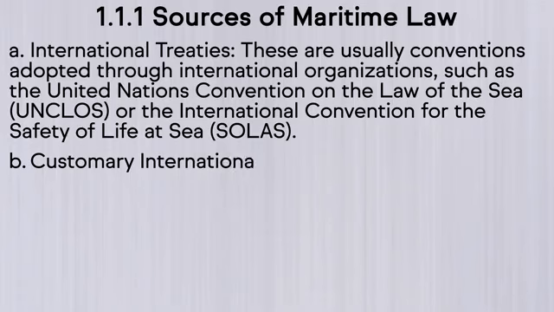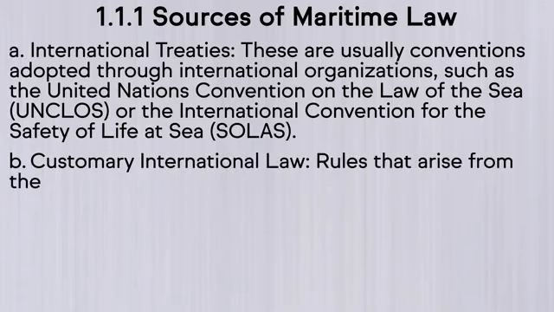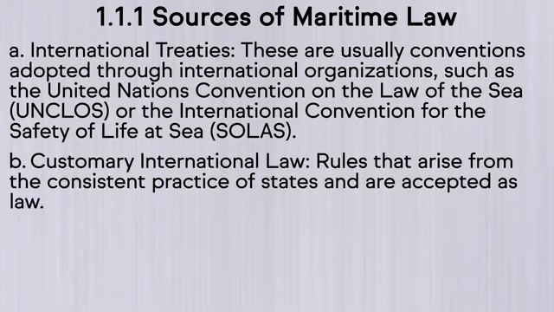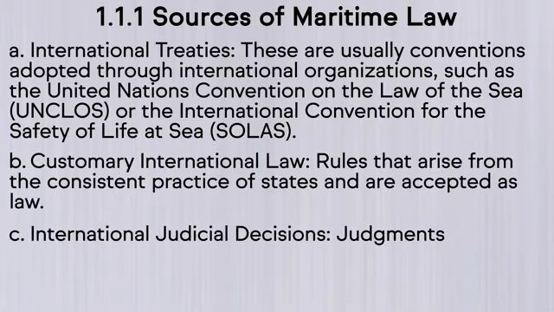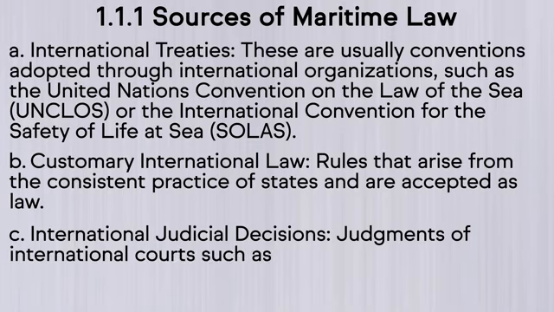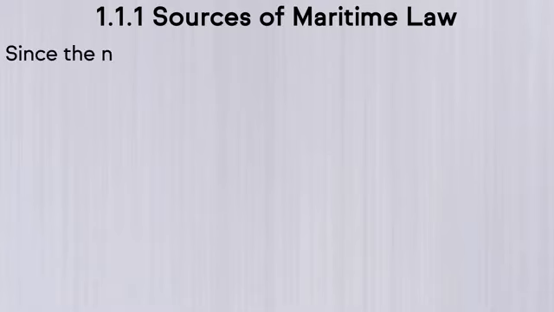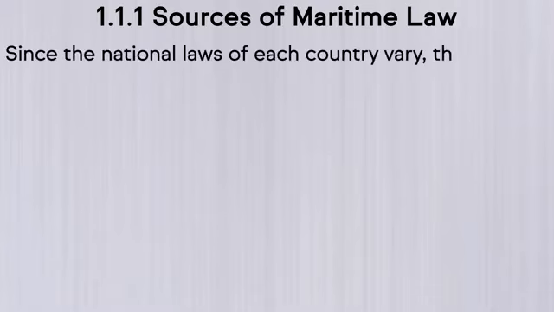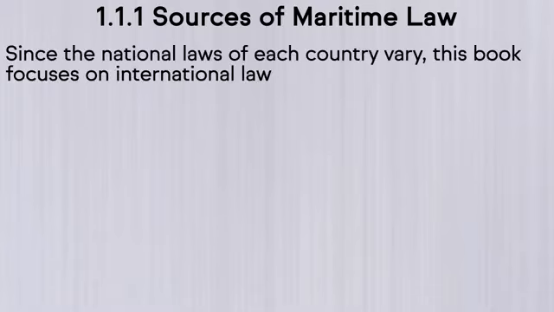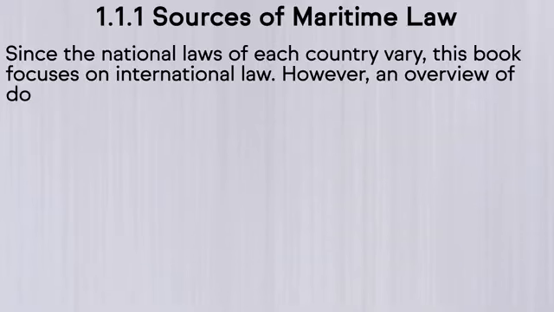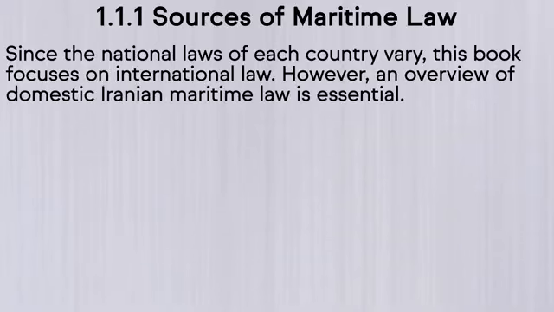Customary international law: rules that arise from the consistent practice of states and are accepted as law. International judicial decisions: judgments of international courts such as the International Court of Justice. Since the national laws of each country vary, this book focuses on international law. However, an overview of domestic Iranian maritime law is essential.